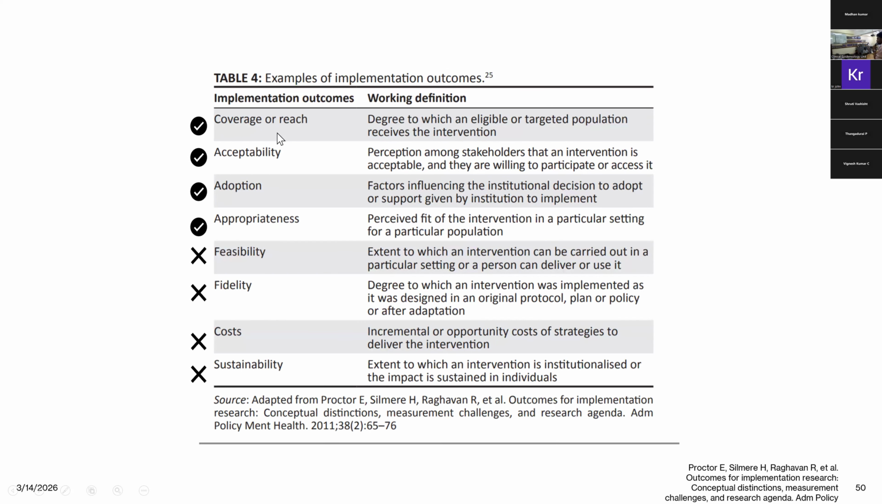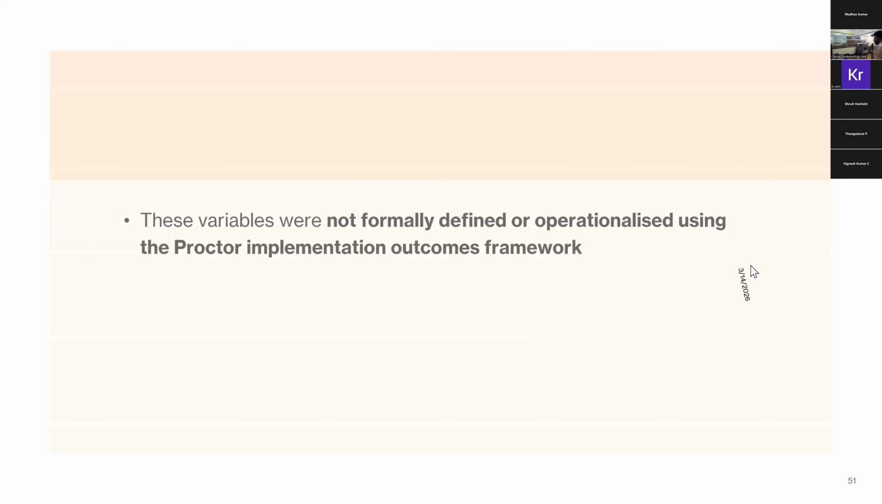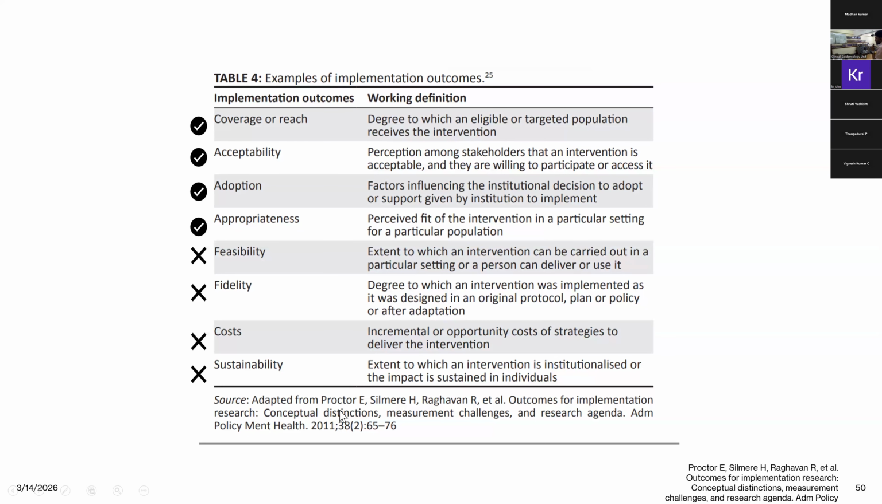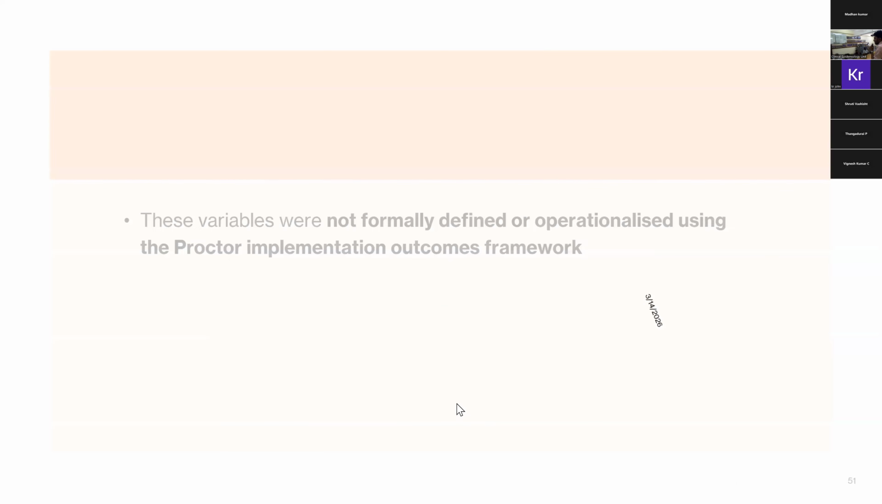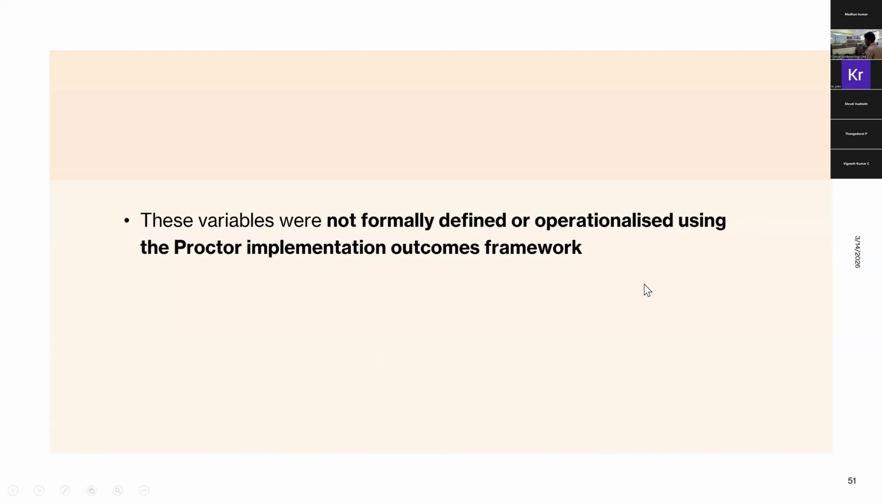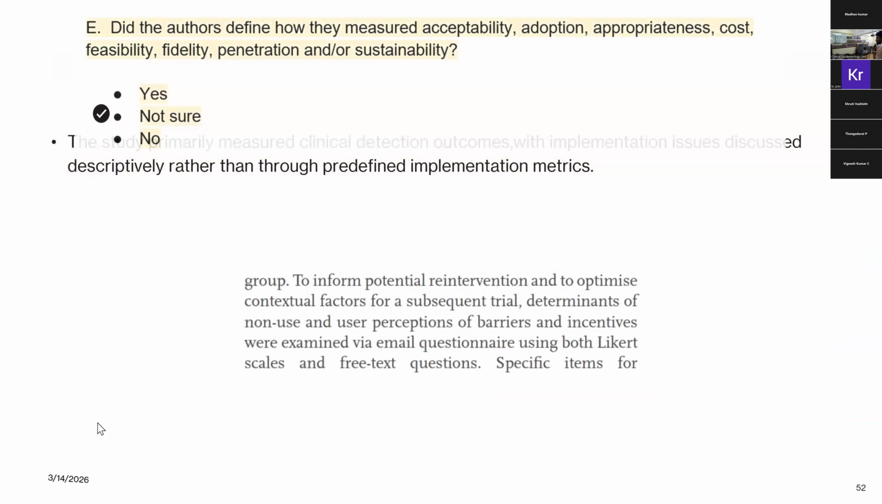Things that they have evaluated include coverage, acceptability, adoption and appropriateness. We did not feel that they have adequately evaluated feasibility. They have not evaluated fidelity, costs, or sustainability of using an AI-based stethoscope in clinical practice. So these variables were not formally defined also. These parameters are derived from Proctor's framework on implementation science, and in the study they have not formally defined or operationalized them using the Proctor's implementation outcomes framework.